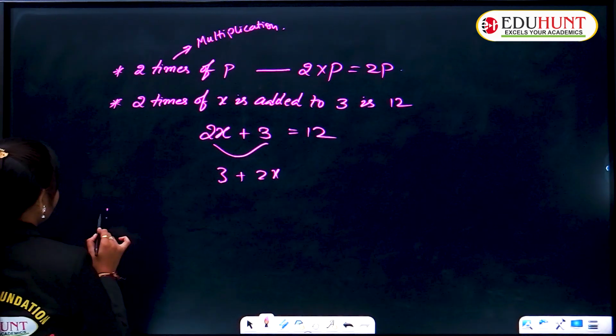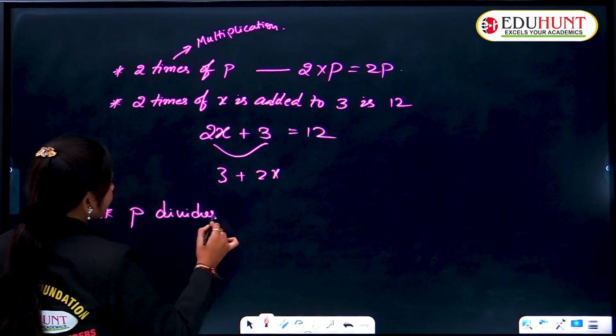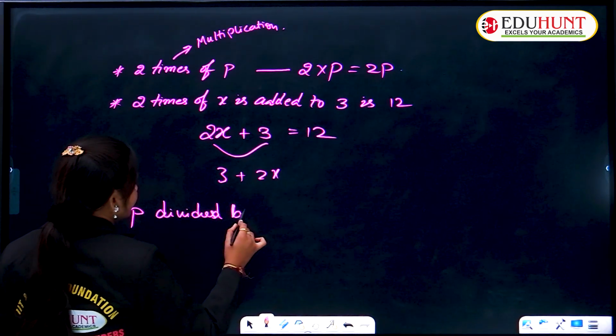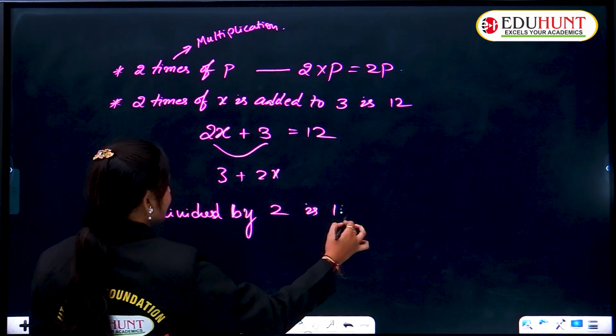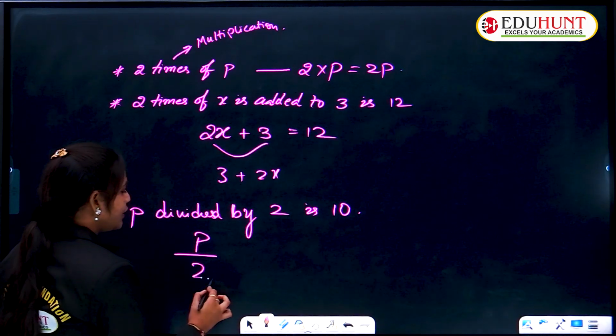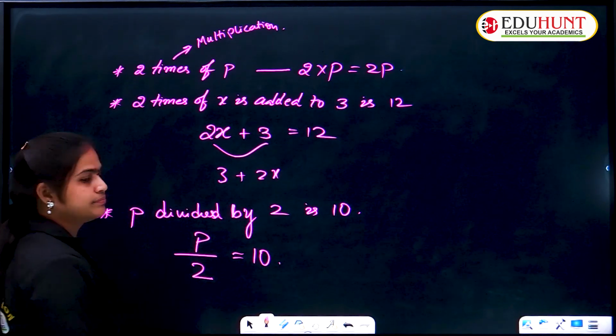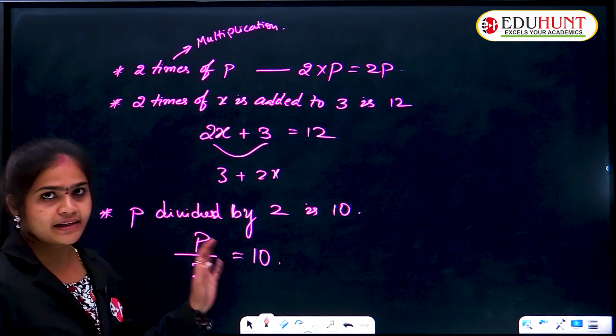And in the same way: P divided by 2 is 10. P is divided by 2 is equal to 10. Understood? So everyone should practice like this.